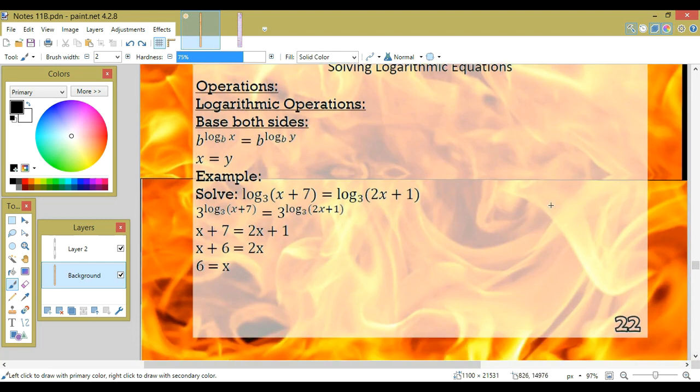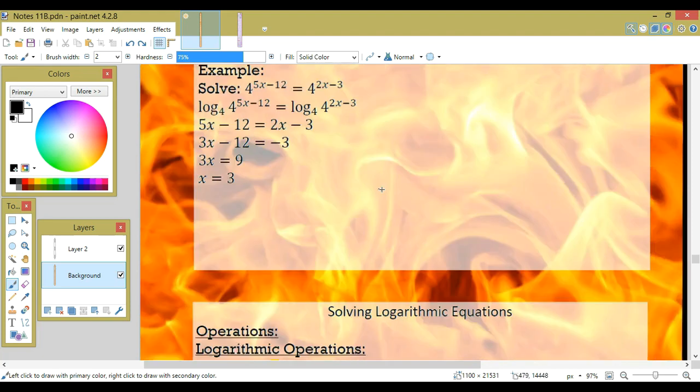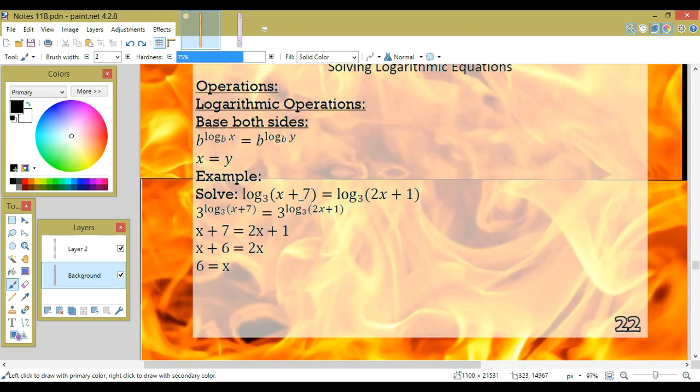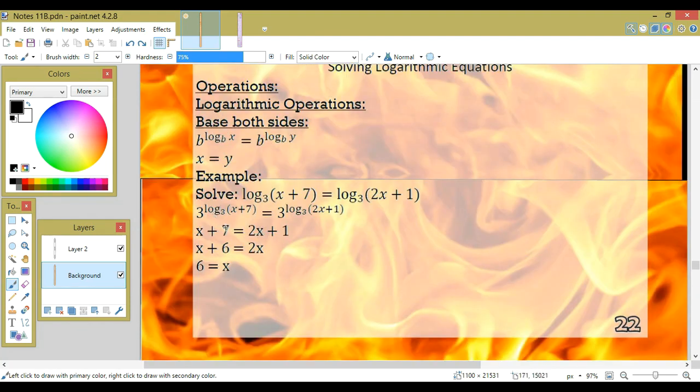22. Solving logarithmic equations again. So this is the opposite of what page 21 was. On this one we start with exponents. On this page we start with logs. So we just do the exact opposite of what we did here. Instead of log basing both sides, we exponent the base on both sides to get rid of all those logs that you're not familiar with. And then you're just left with what's inside the parentheses on both sides. Solve for your variable, and then that's it.